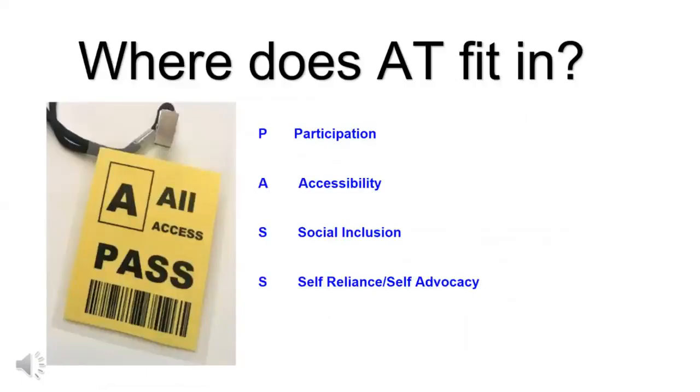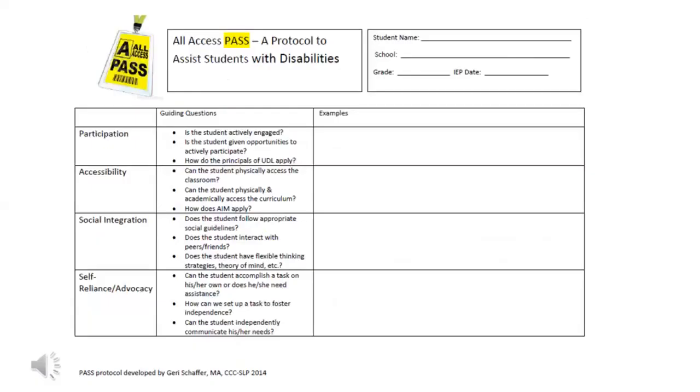Once your day is broken down, you can identify the opportunities to use AT. Here's an easy way to remember how AT can support your student and give them an all-access pass to your classroom and your curriculum. PASS stands for participation, accessibility, social inclusion, and self-reliance or advocacy. This protocol was designed to keep track of how AT is being used and if it's being effective. The protocol provides some guiding questions for each of the 4 areas.